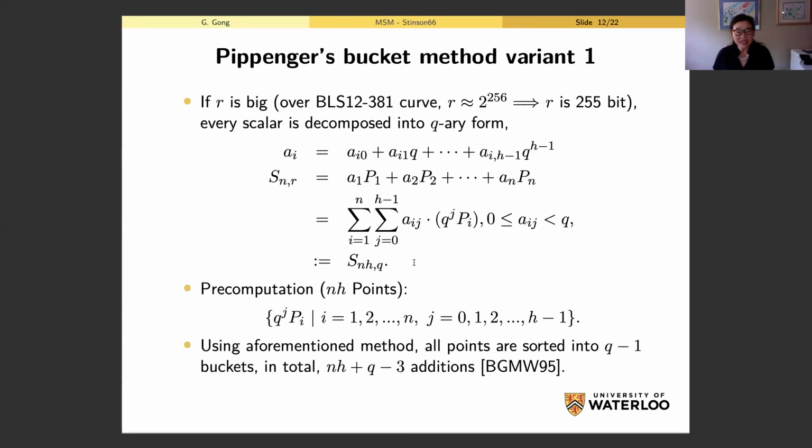Then, in this case, you need the pre-computation now. So basically you pre-compute those points. How many pre-computations? Basically it is nH pre-computations. Then those points need to be stored. So now you have n(q-1) buckets in total, and this many nH + q - 1 additions. Okay, so that's the first variant.